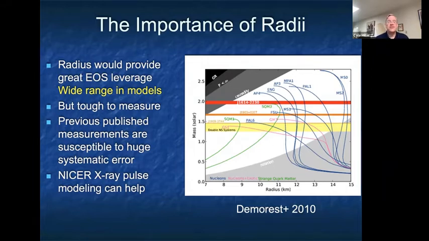But as you can see from this diagram, which has various mass and radius for different equations of state, if you look just at the ones that poke above that red line and therefore satisfy the mass constraint, there's a huge range of radii. It has therefore been known for a long time that a precise and reliable measurement of the radius would provide tremendous leverage in our understanding. However, it's very difficult to measure.